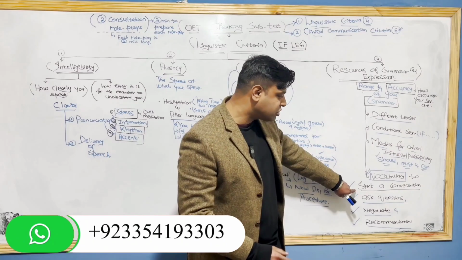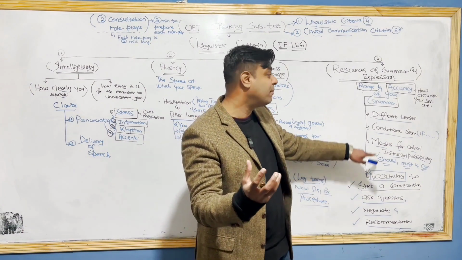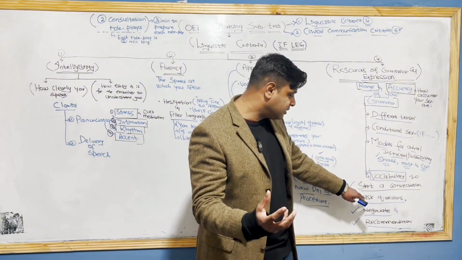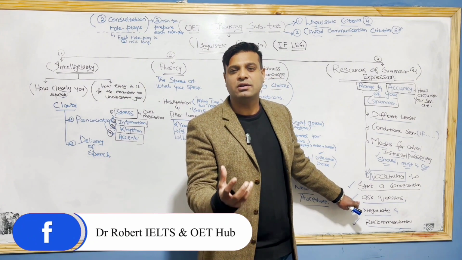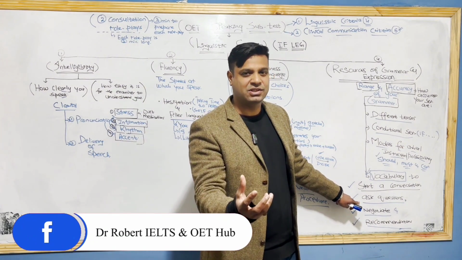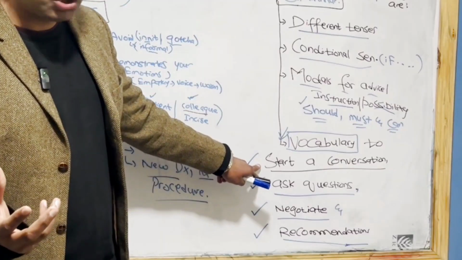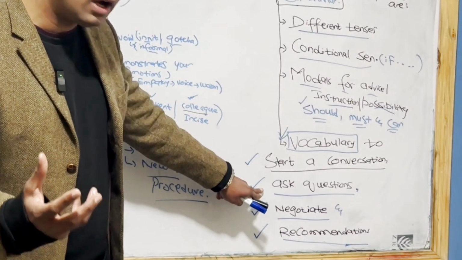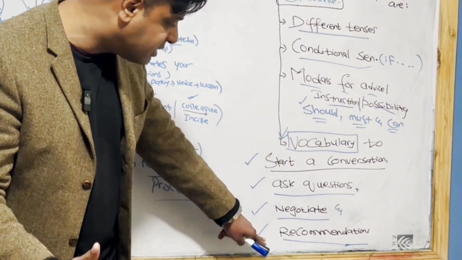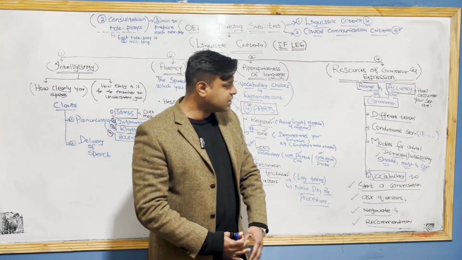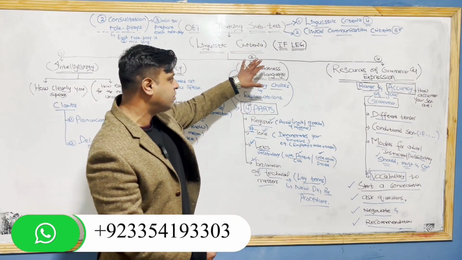Another important thing which comes in the grammar is your words, vocabulary. Like if you are going to start your conversation with the patient, what kind of words are you going to use grammatically in your speaking? If you're going to ask some questions, how are you going to start your sentences? I'm going to teach in the upcoming videos as well how we are going to start our conversation, how we are going to ask questions, how we are going to negotiate, and how we are going to recommend. Now, this is all about the OET speaking subtest linguistic criteria.